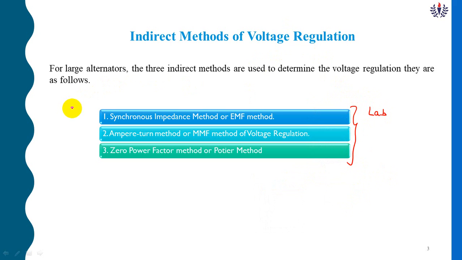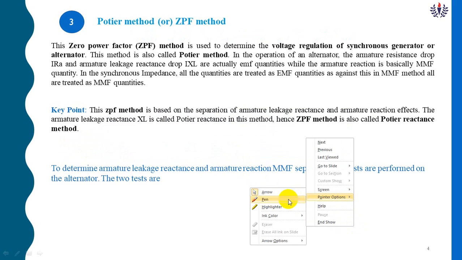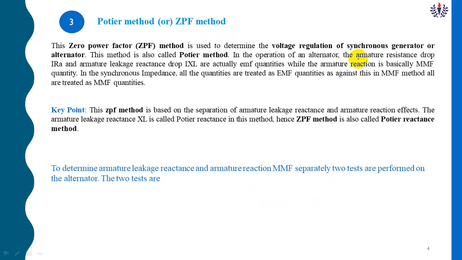These are experiment number 8, experiment number 9, experiment number 10. This is very important. The first two methods are already completed. Now I am going to explain the zero power factor method, whose other name is the Potier method. What is meant by the zero power factor method? This method is used to determine the voltage regulation of a synchronous generator or alternator.